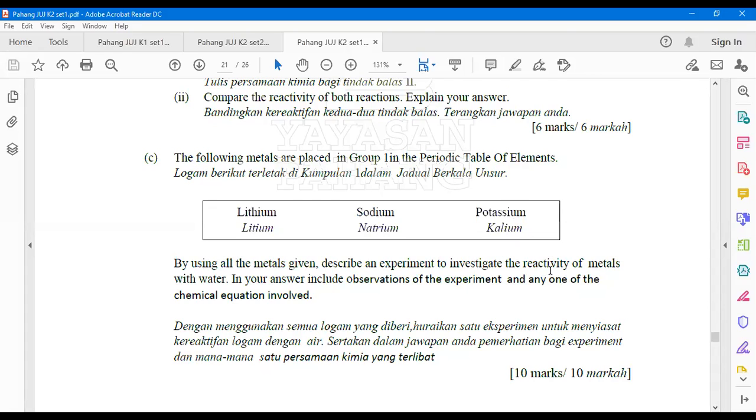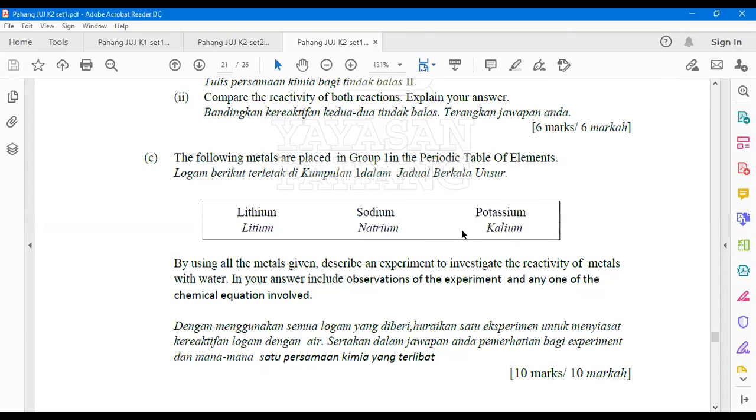Now the reactivity of metal with water. So what is the first step that you are going to do? What is the first step? Someone respond, please. Cut a small piece of metal. Okay, Kachun, can you please repeat? Cut a small piece of metal. Okay, cut a small piece of metal.